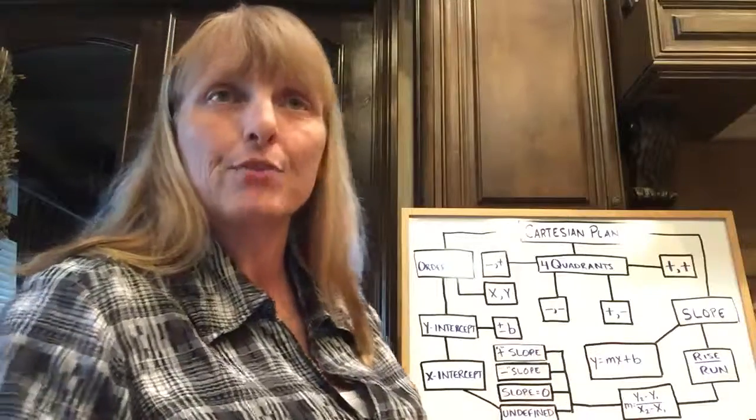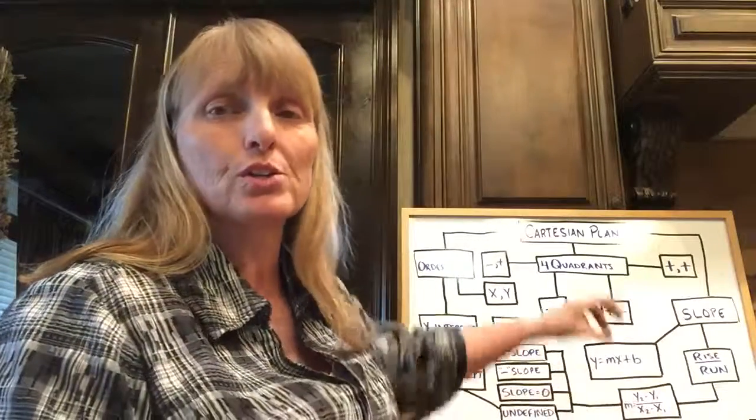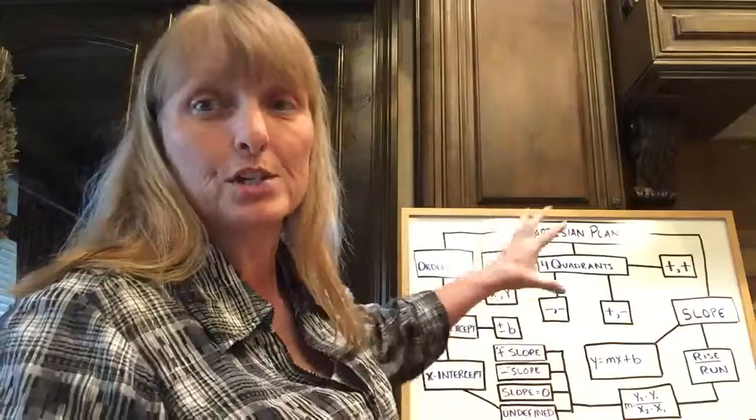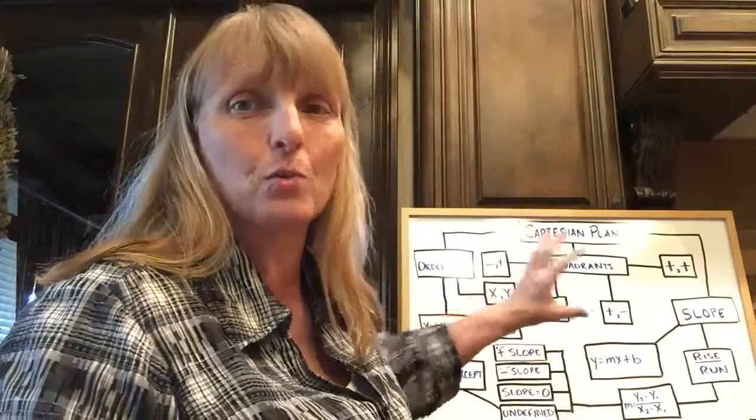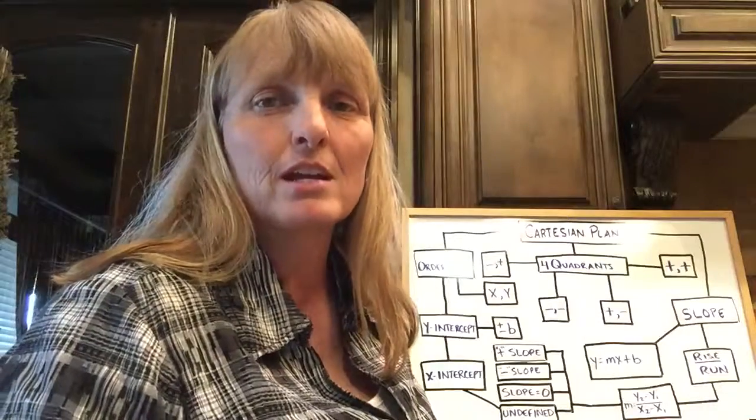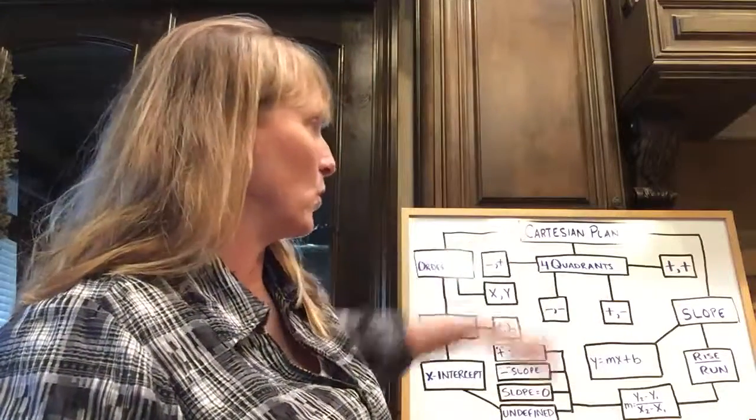Okay, students, let's come back together. Let's kind of quiet down a little bit. Let's go over your little chart graphic organizer that you just filled in. So let's start at the very top. We're talking about the Cartesian plane, and everything that we're going to talk about in the vocabulary has to do with the Cartesian plane. Okay, so let's start with the top, 4 quadrants.